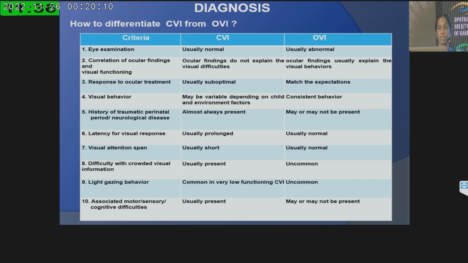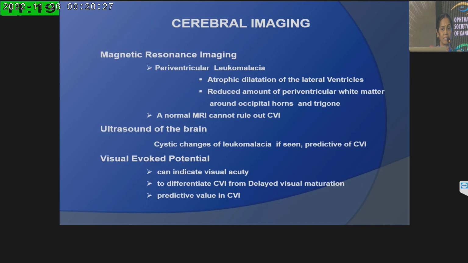Latency will be prolonged. Usually, visual attention span will be short, and in crowded visual information, there will be difficulty. Light gazing may be normal, and associated motor, sensory, or cognitive difficulties will be present. So, from these criteria, you can make the diagnosis. As you all know, CVI is a clinical diagnosis. Imaging will help if present.